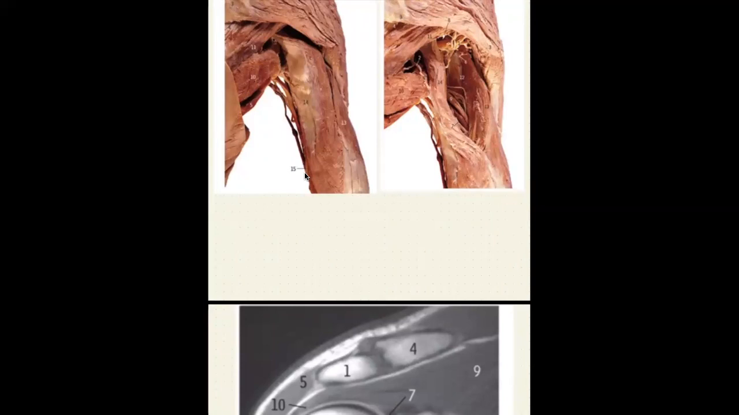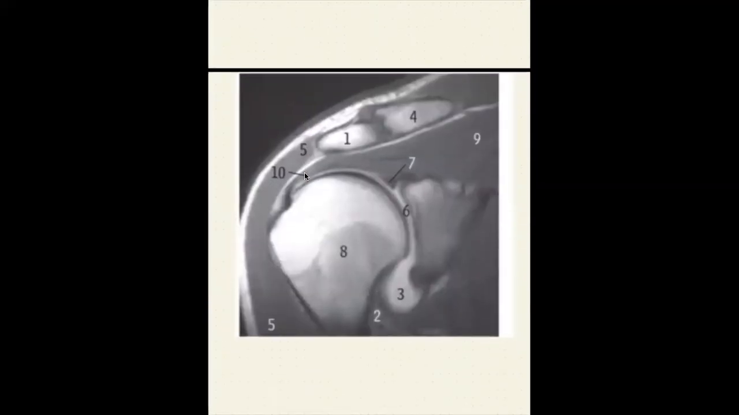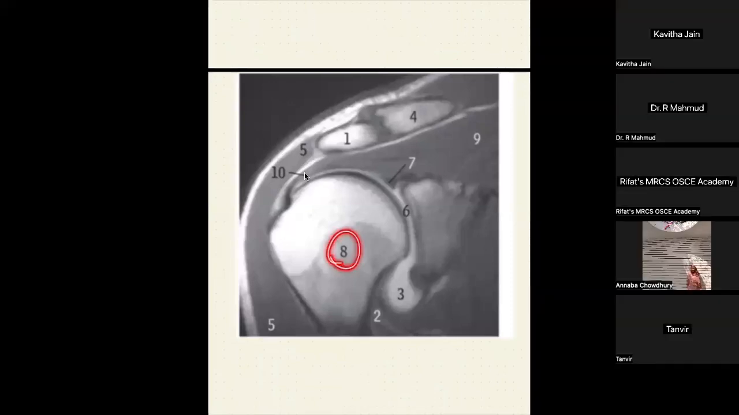Which type of picture is this? This is a coronal cut in the MRI of the shoulder joint. Okay, this is a coronal oblique MR arthrogram. What is number 8? Head of humerus. What is number 10?